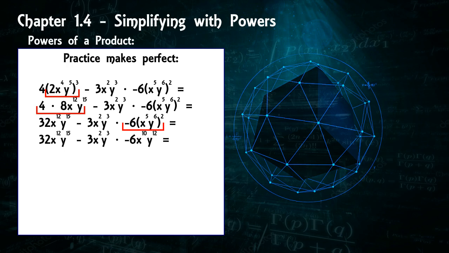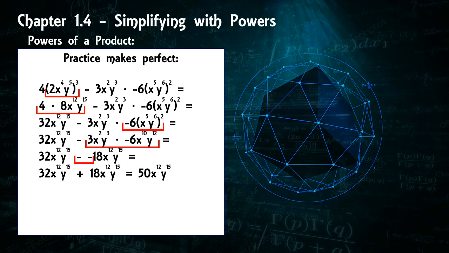Now the multiplication of 3x to the power of 2 y to the power of 3 and minus 6x to the power of 10 y to the power of 12. This gives me minus 18 x to the power of 12 y to the power of 15. Because we have a double negative, we receive the line 32 x to the power of 12 y to the power of 15 plus 18 x to the power of 12 y to the power of 15. And as these are like terms, we can add them into 50 x to the power of 12 y to the power of 15. And that's our answer.